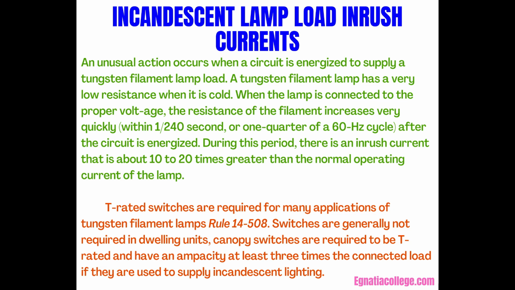Incandescent lamp load inrush currents. An unusual action occurs when a circuit is energized to supply a tungsten filament lamp load. A tungsten filament lamp has a very low resistance when it is cold. When the lamp is connected to the proper voltage, the resistance of the filament increases very quickly, within 1/240 second, or 1/4 of a 60 Hz cycle, after the circuit is energized. During this period, there is an inrush current that is about 10 to 20 times greater than the normal operating current of the lamp. T-rated switches are required for many applications of tungsten filament lamps.